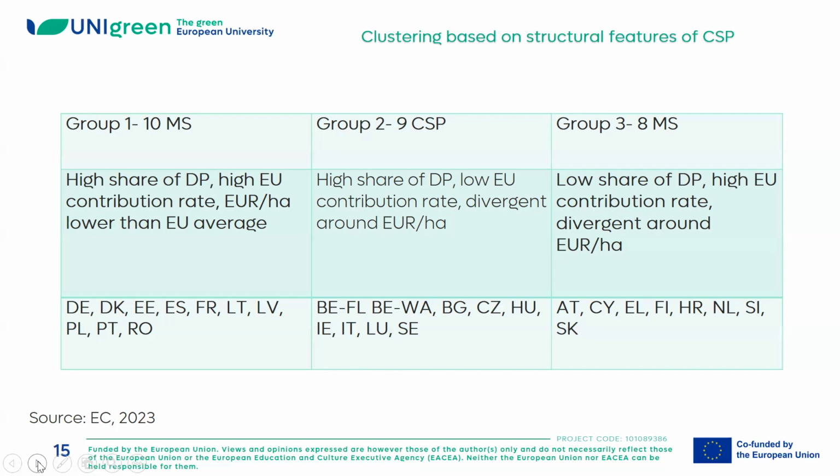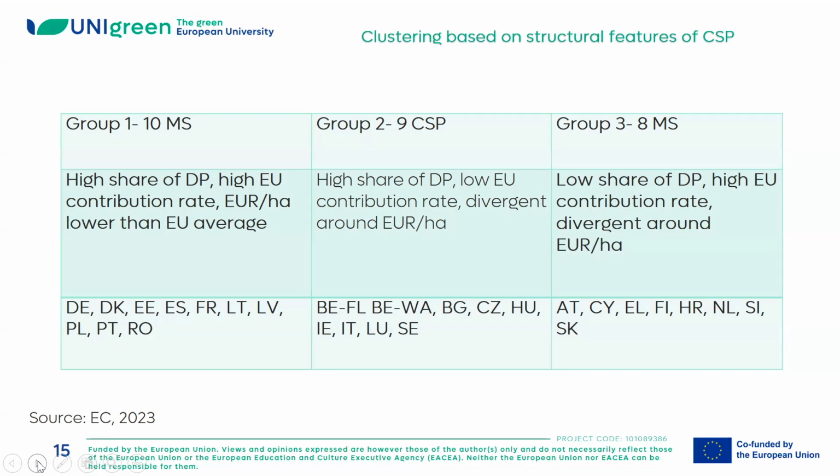Group 3 shows a low share of direct payments, suggesting a stronger orientation towards rural development, environmental, and investment measures compared to the other groups. At the same time, they maintain a high European Union contribution rate, highlighting the importance of European co-financing. Similar to Group 2, their euro per hectare values are very divergent. This approach indicates a shift away from income support dominance to a more diverse agricultural policy framework.